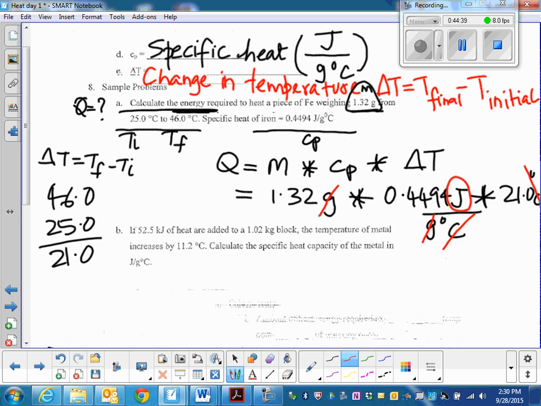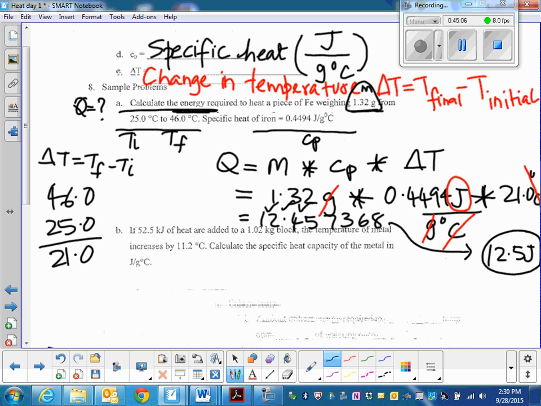12 point, okay. So what is the answer? 12.457368. Should I report such a long answer? How many sig figs must I report the answer to? 3 sig figs. Alright? I should report it to 3 sig figs. So what does my answer become? 12.5 joules. Everybody good? Did you understand the problem? Jelani? No? Is it difficult? Or do you just not understand?